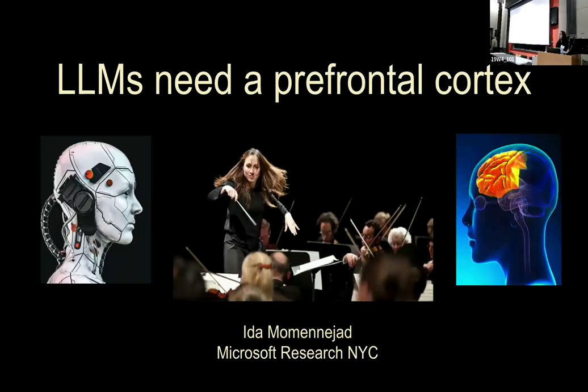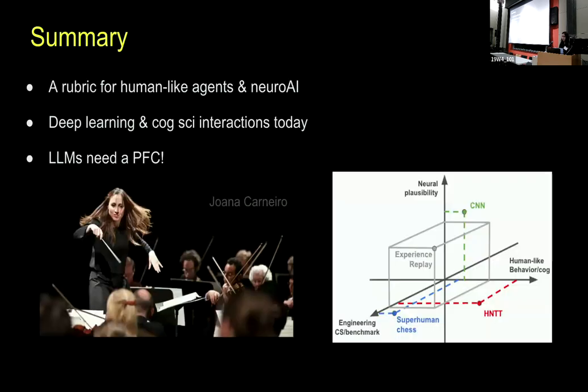Thank you so much, everyone, for being here. I absolutely love this conference. It's been going great. I'm going to tell you a little bit about a couple of things. First, the paper that I'm going to describe in the first couple of minutes, a rubric for human-like agents and neuro AI. And second, I'm going to talk a little bit about why LLMs need a prefrontal cortex.